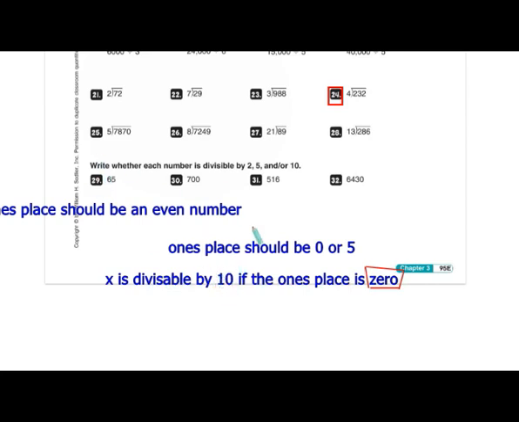What divisible by means is that nothing remains after the division finishes. Okay, like for example, here we have number 20 divided by 10. The answer is 2 and nothing remains. Okay, so in this case number 20 is divisible by number 10.